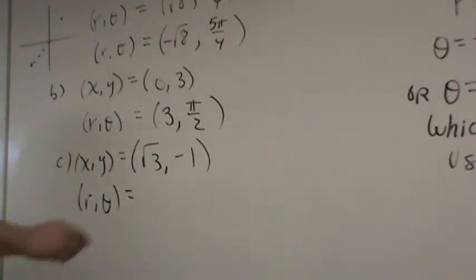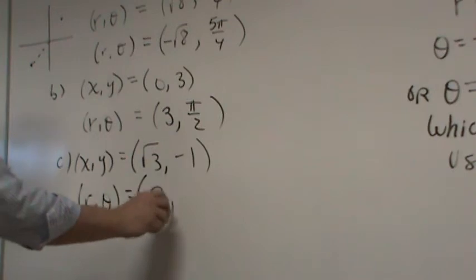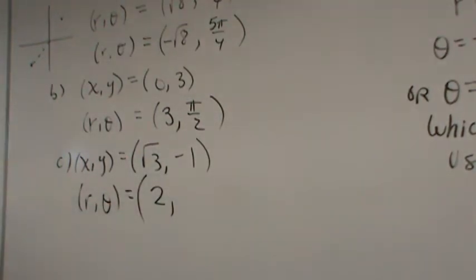Alrighty, so what'd you get for the R? 2, great. And what'd you get for the angle? Okay, how many people got negative pi over 6? That's fine. How many people got 11 pi over 6? That's fine too. Can I make one recommendation?